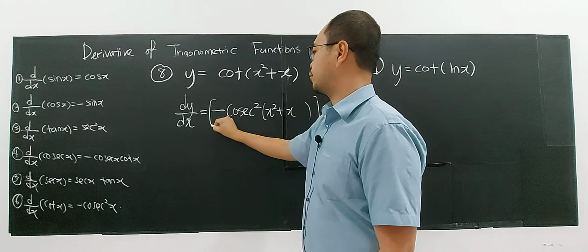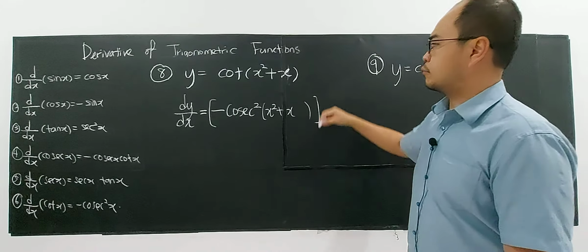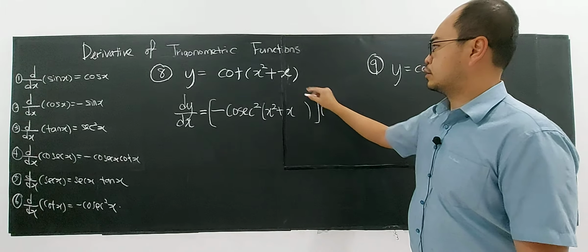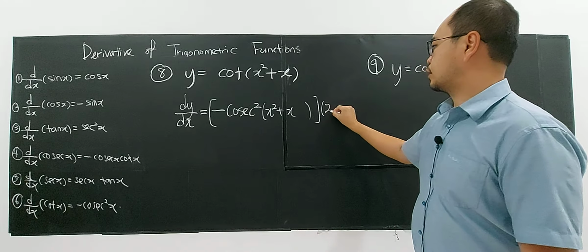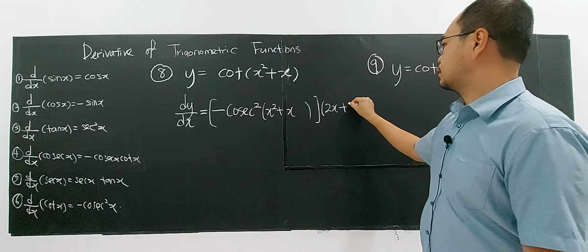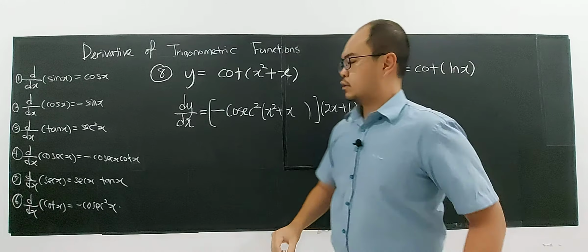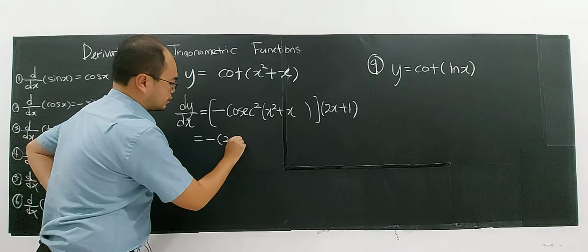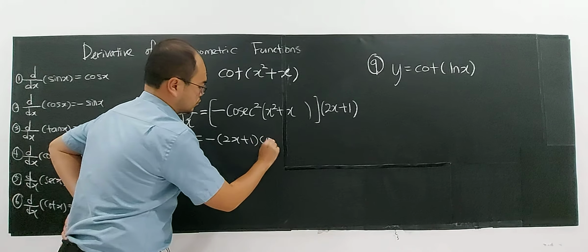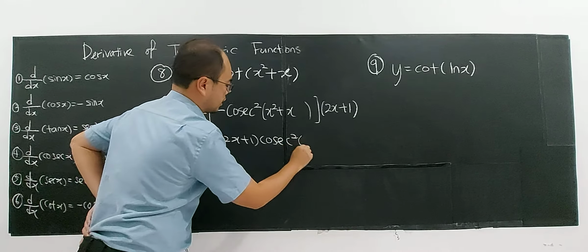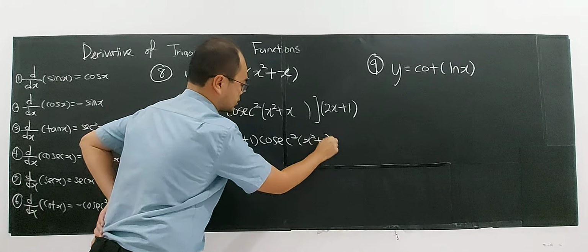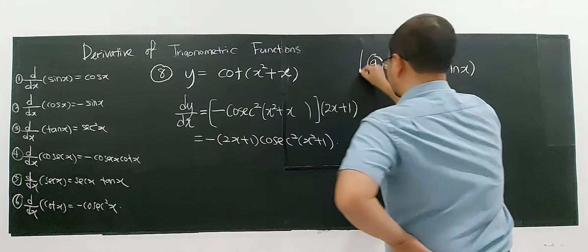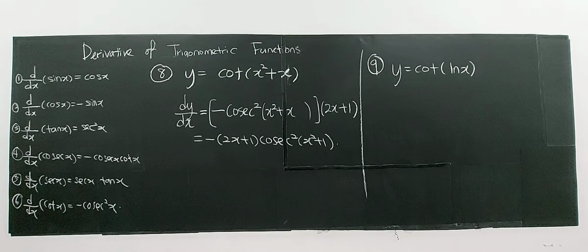That is the first step, right? The second step is to differentiate the angle of that trigonometric function. So x squared gives 2x, plus differentiating x, you have 1. So you get negative 2x plus 1 cosecant squared of x squared plus 1. That's the way you differentiate this function.